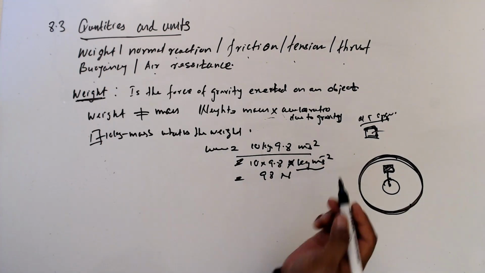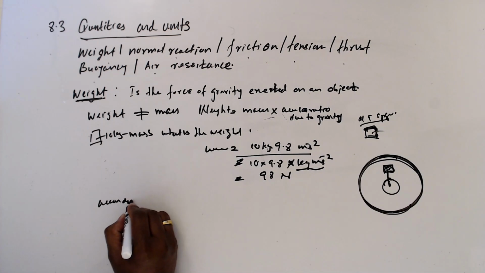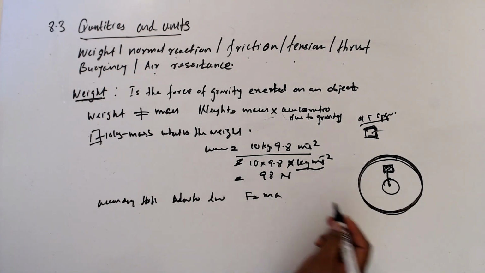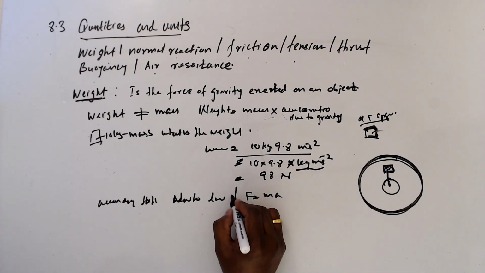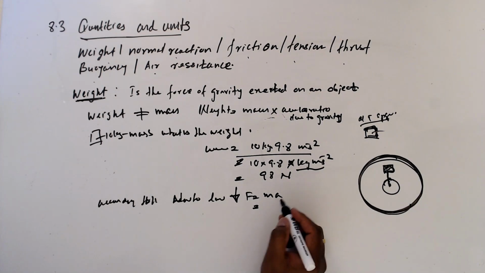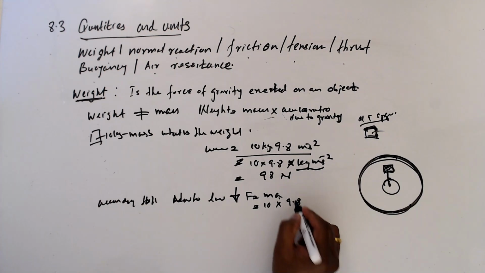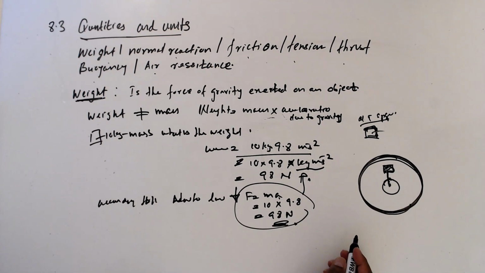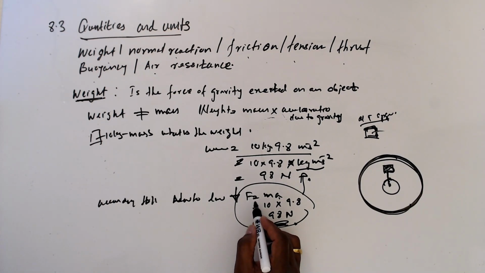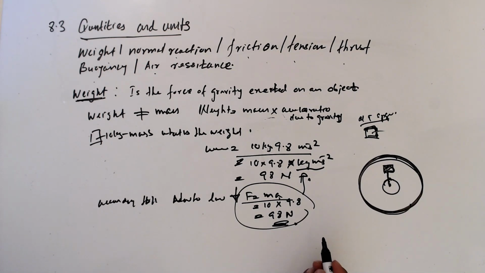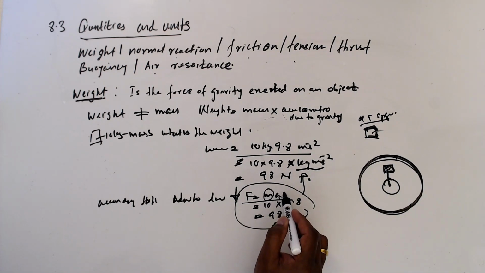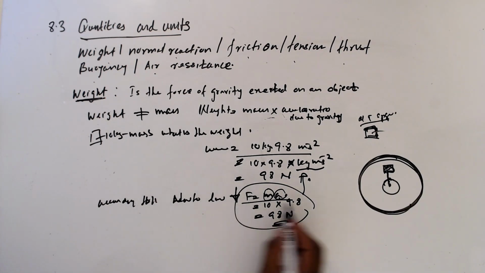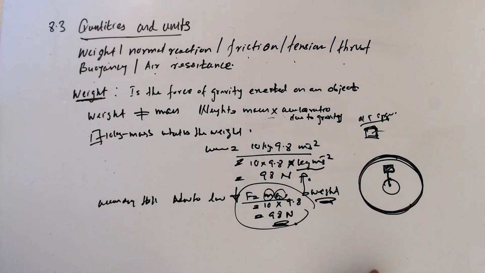Why do we have to multiply? Because according to Newton's law, F equal ma. This is a vector equation. We'll put down this direction. So m is 10 and a is 9.8, and 98 Newton. So this is the reason for this. We apply the Newton equation, F equal ma, to find the weight. So when this mass is multiplied by the acceleration of gravity, that particular multiplication we call weight.